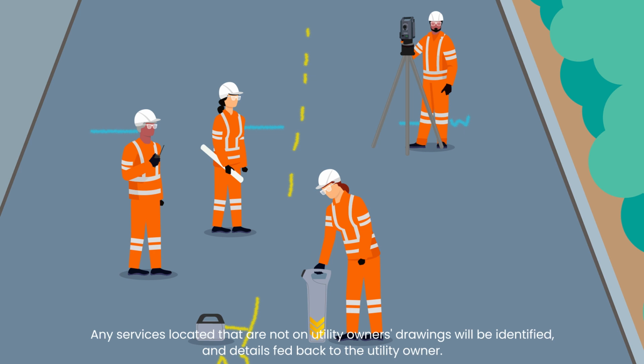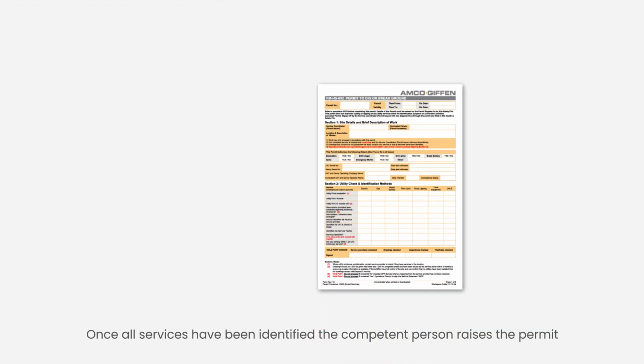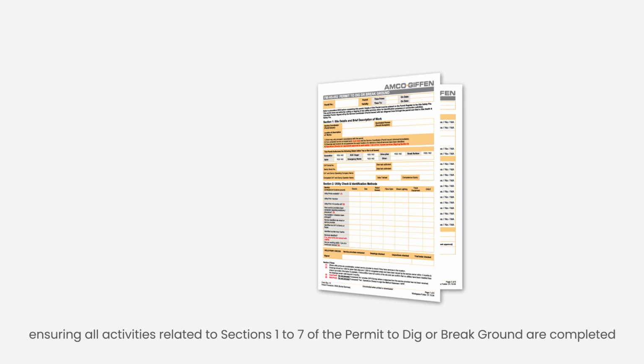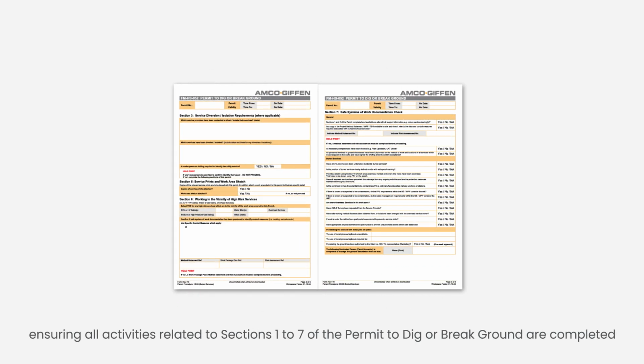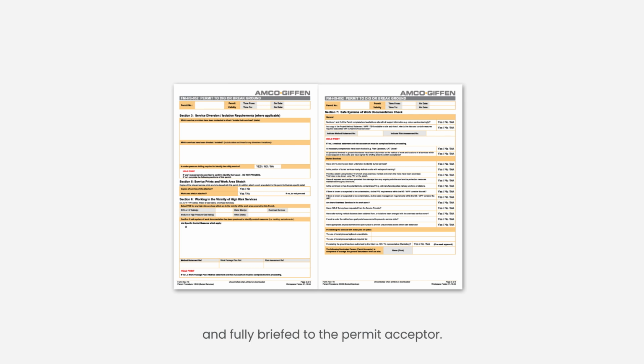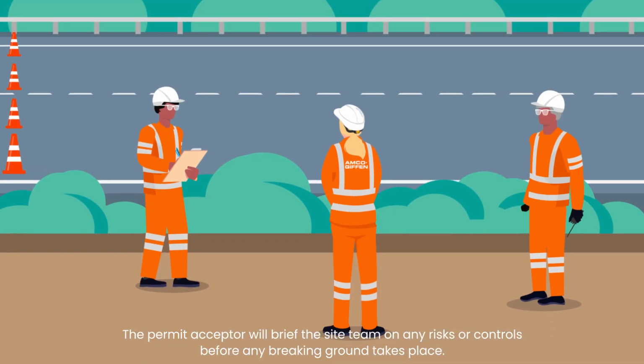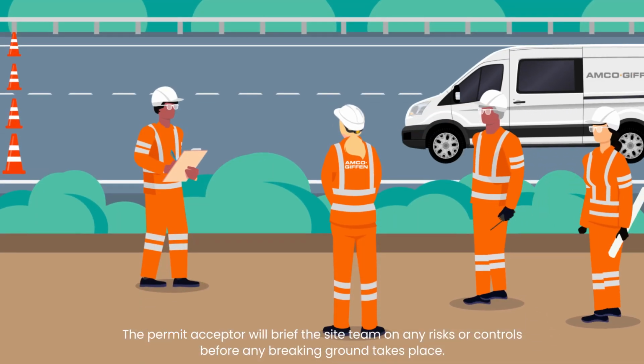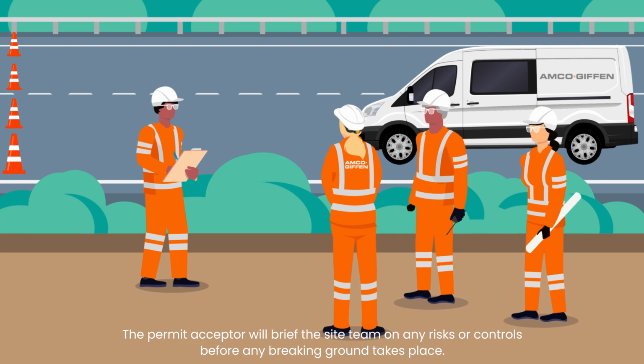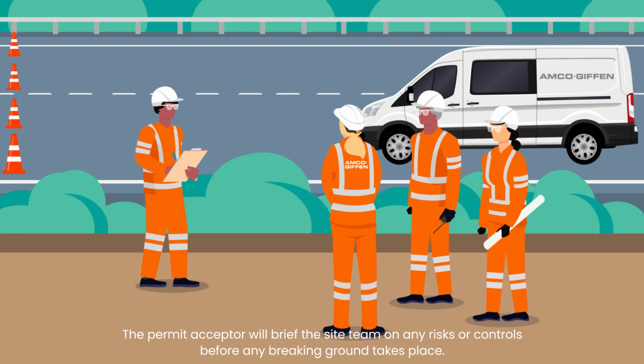Once all services have been identified, the competent person raises the permit, ensuring all activities related to sections 1 to 7 of the permit to dig or break ground are completed and fully briefed to the permit acceptor. This must be completed before excavation work is authorised to proceed. The permit acceptor will brief the site team on any risks or controls before any breaking ground takes place.